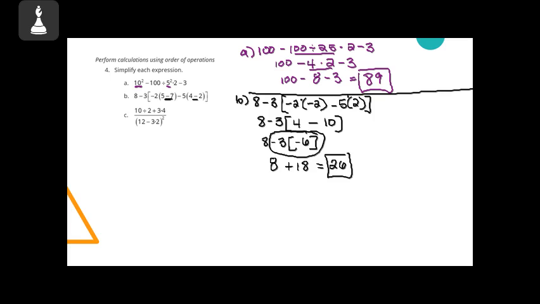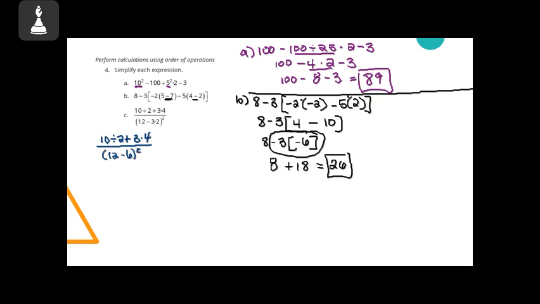And then C, we have a fraction. So before we do anything, we have to start with the parentheses. So in the parentheses on bottom, I have a subtraction and a multiply. So I'm going to do the multiplication first. So 10 divided by 2 plus 3 times 4 is going to be over 12 minus, well, 3 times 2 is 6. And then I'm going to do that and square it.